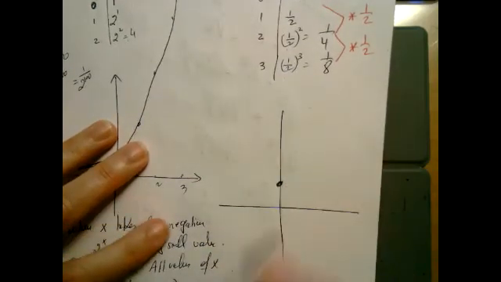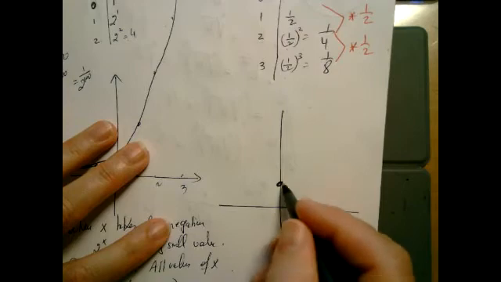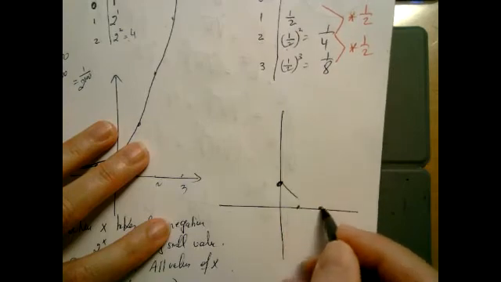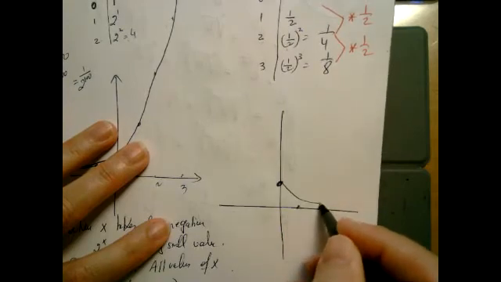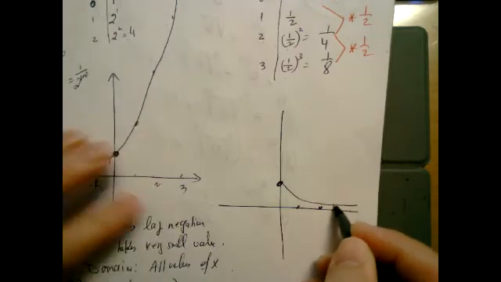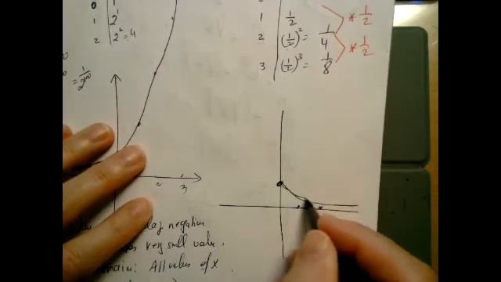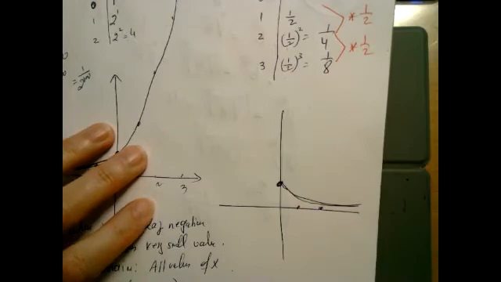At 0, it's 1. At 1, it's a half. At 2, it's actually a fourth. So the graph is going to be basically the opposite of the other one. It's going to go like that, at least for x positive.